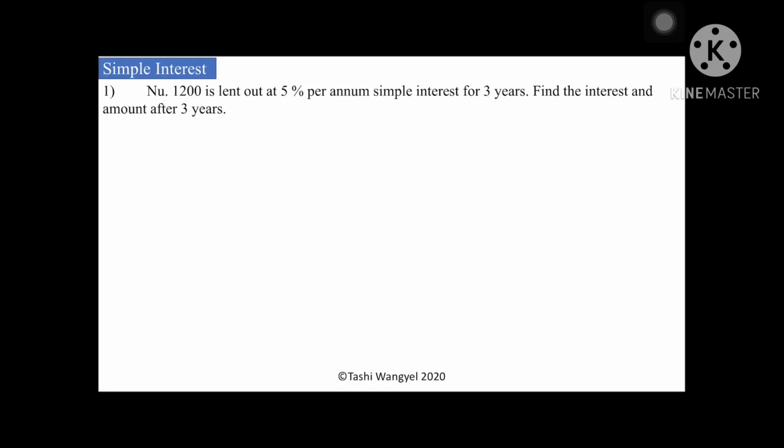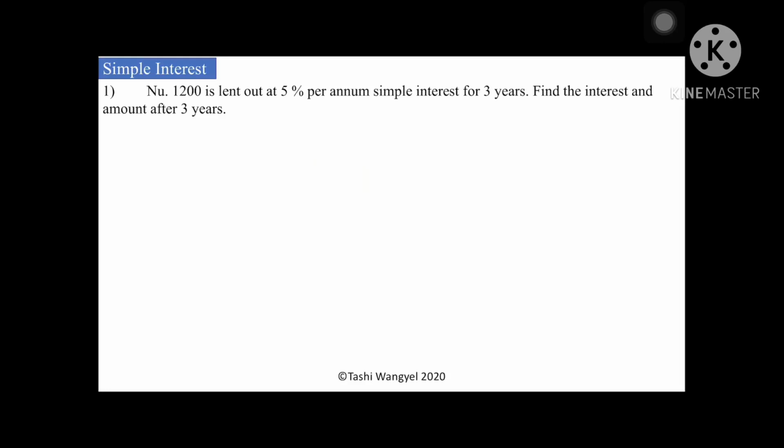Let us solve some problems. The first question: 1200 is lent out at 5% per annum simple interest for 3 years. Find the interest and amount after 3 years.